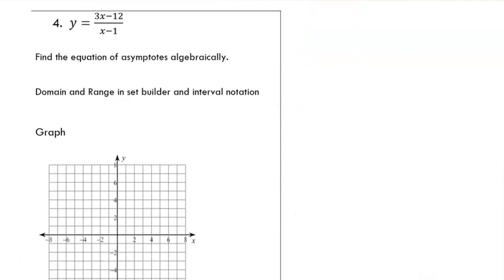Okay, number 4. Find the equation of the asymptotes algebraically. So, the vertical asymptote, let's go ahead and write it right here. We need to set the denominator, okay, equal to 0. So x minus 1 equals 0, x equals 1, and that is my vertical asymptote.